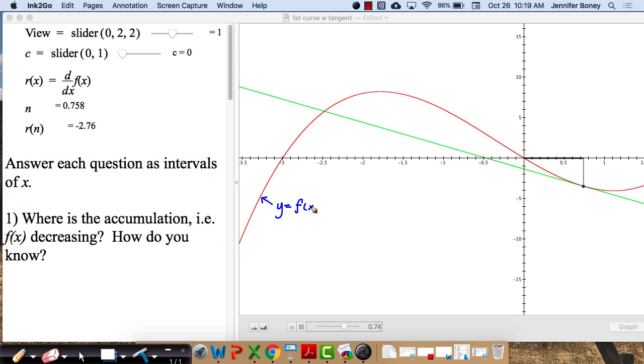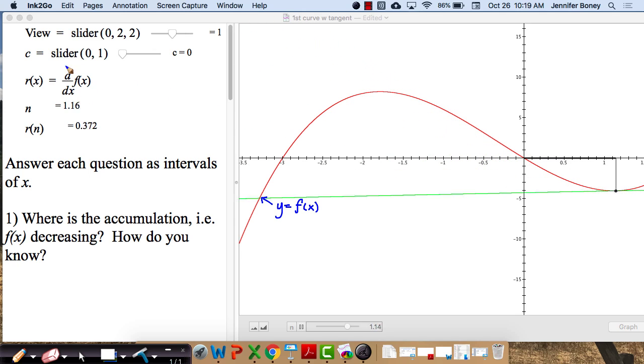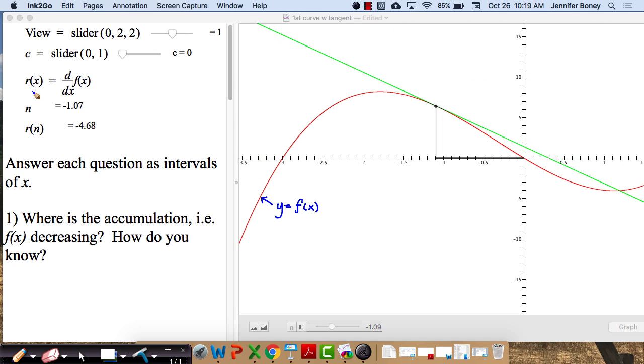So this is a curve y equals f of x, this red curve here. And this green isn't anything. It approximates f of x as it scoots along. The green line is a linear function, but it's changing all the time. So if you can see what's going on over here, I've got a rate function, r of x, which is the derivative of f of x.